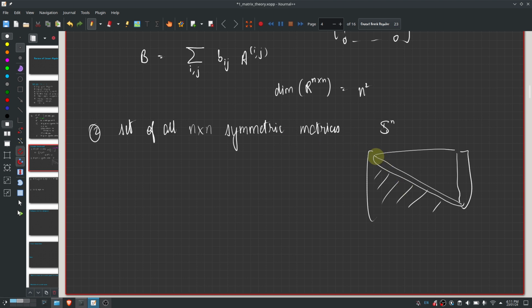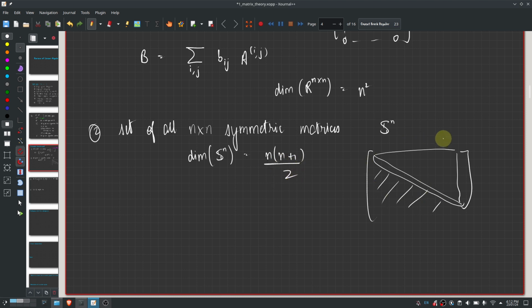Correct. So if you go at it column wise, in the first column you can choose one entry, in the second column you can choose two entries, in the third column you can choose three entries, and so on. So it's 1 plus 2 plus 3 up to n, right? So those many entries can be chosen freely. And what does that amount to? That's just n into n plus 1 by 2. Right? So the dimension of the set of all symmetric matrices is equal to n into n plus 1 by 2.